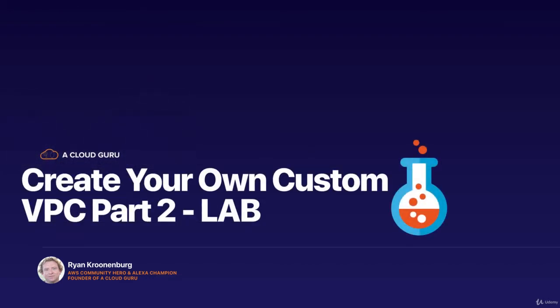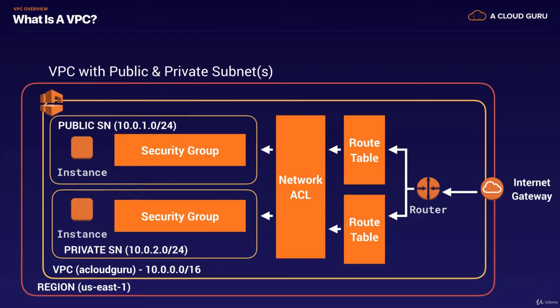In this lecture we're going to look at part 2 of creating your own custom VPC. So far we've created a VPC, we've got a public subnet, we've got a private subnet, we've got instances in both. But right now all we can do is SSH into our public instance in our public subnet. We have no way of communicating to our private instance. So let's go ahead and figure out how we can do that.